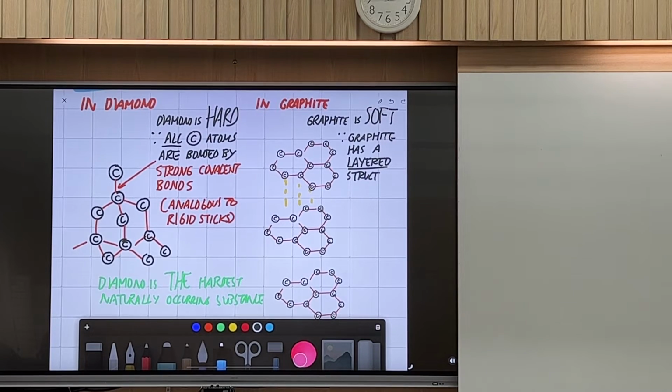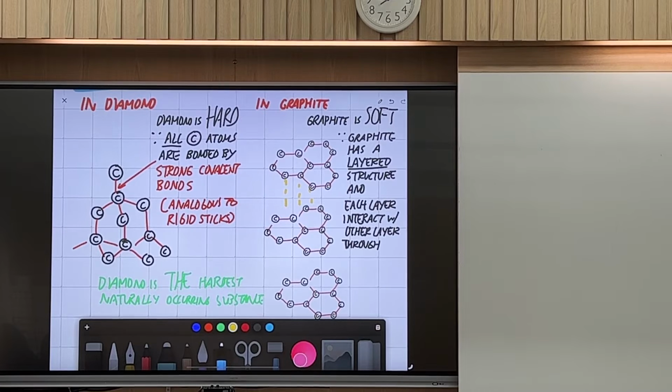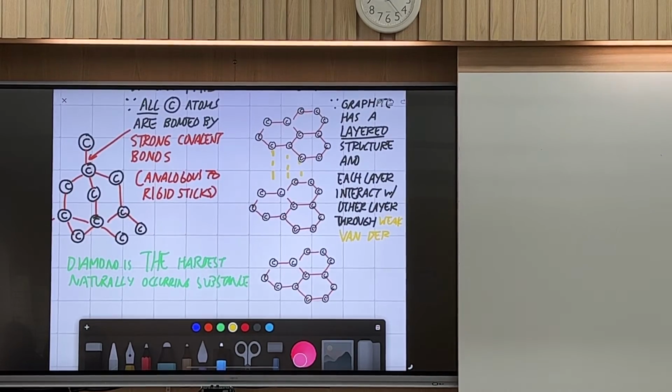So graphite has a layered structure, complete the sentence. Which has, and each layer interacts with the other layer through weak van der Waals force. This is why I stressed the difference between covalent bond and van der Waals force. If you don't know which one is stronger, which one is weaker, you wouldn't be able to explain the property. So weak van der Waals forces.